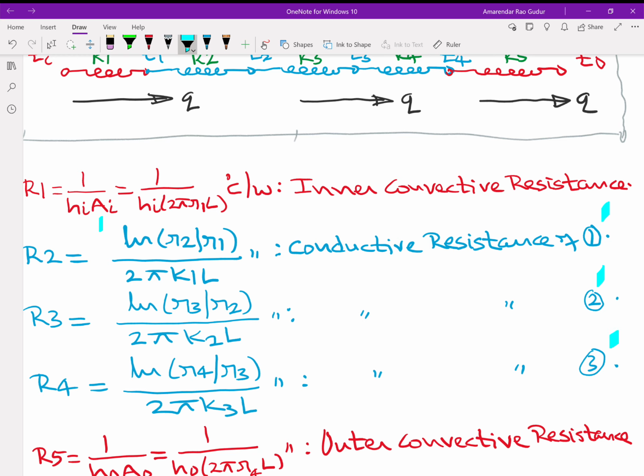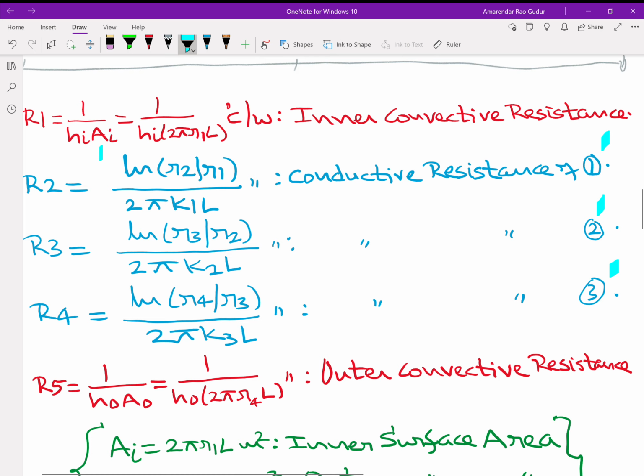We may note that the outer radius of the first strip is the inner radius for the second strip. The outer radius of the second strip is the inner radius for the third strip. So there is absolutely no gap, no resistance between the two materials of the composite cylinder. That is the care we will be taking. And finally, we have R5, which is 1 by h0 A0, that is 1 by h0 2 pi R4 L, which stands for the outer convective resistance.